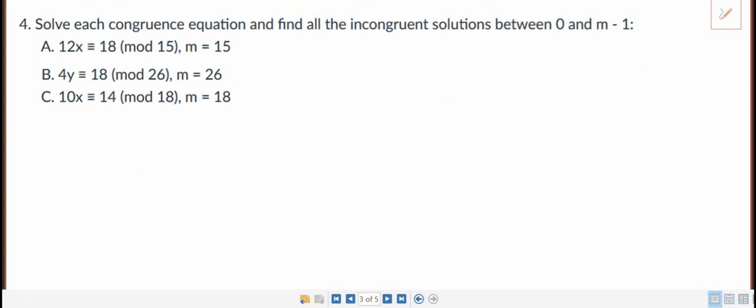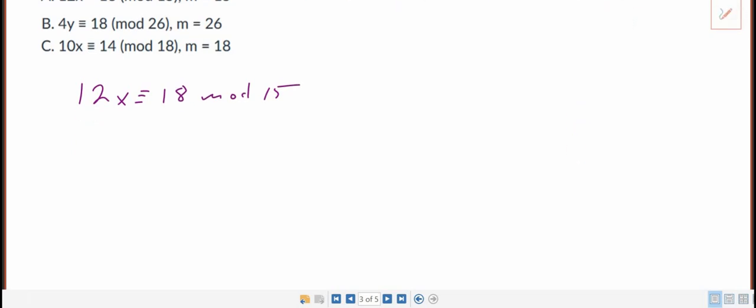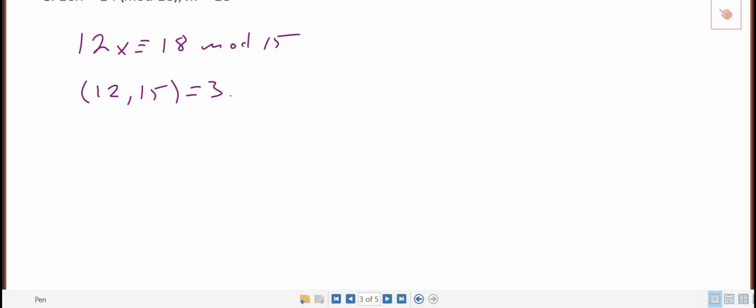So how about this one? Let's look at A. 12x congruent to 18 mod 15. And we want to find the GCD. The GCD, I believe, is going to be 3 for the 12 and the 15. So we're looking at 12 and 15. What's the GCD? That's going to be 3. And I'm going to write that as a linear combination. So I'm going to do this the same way each time.